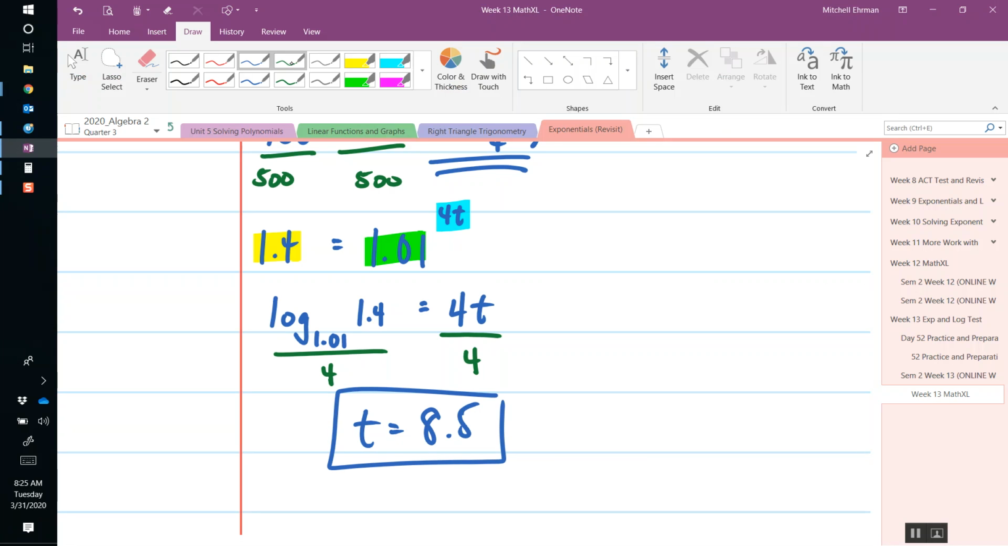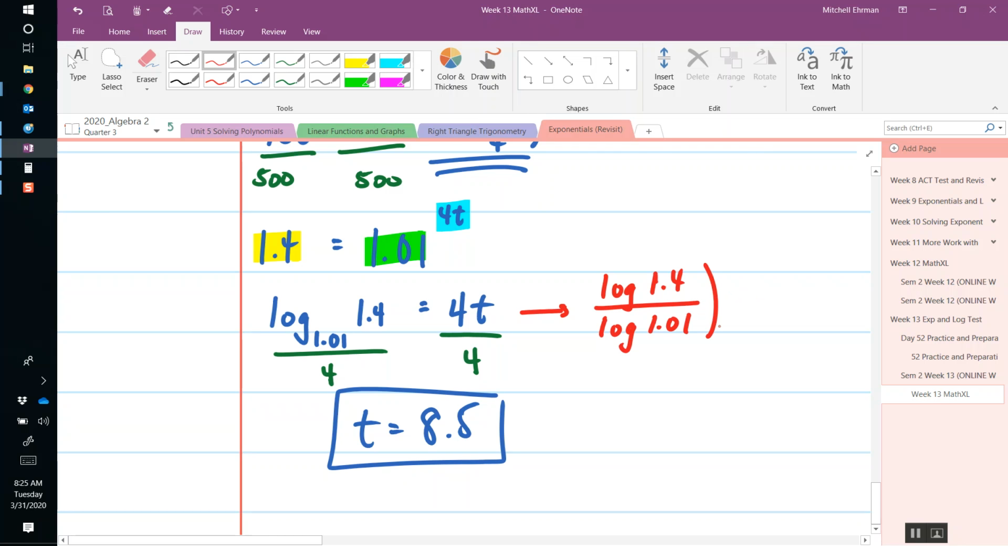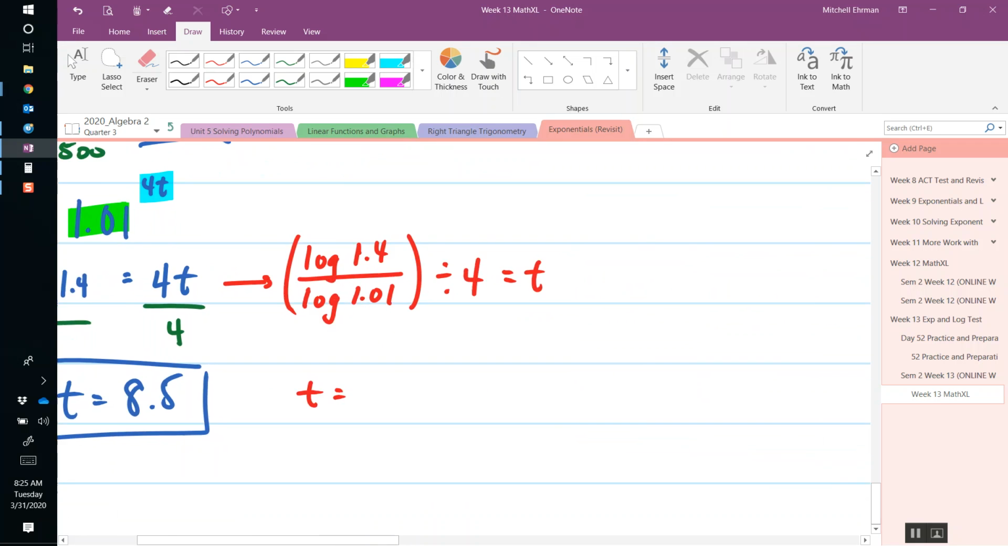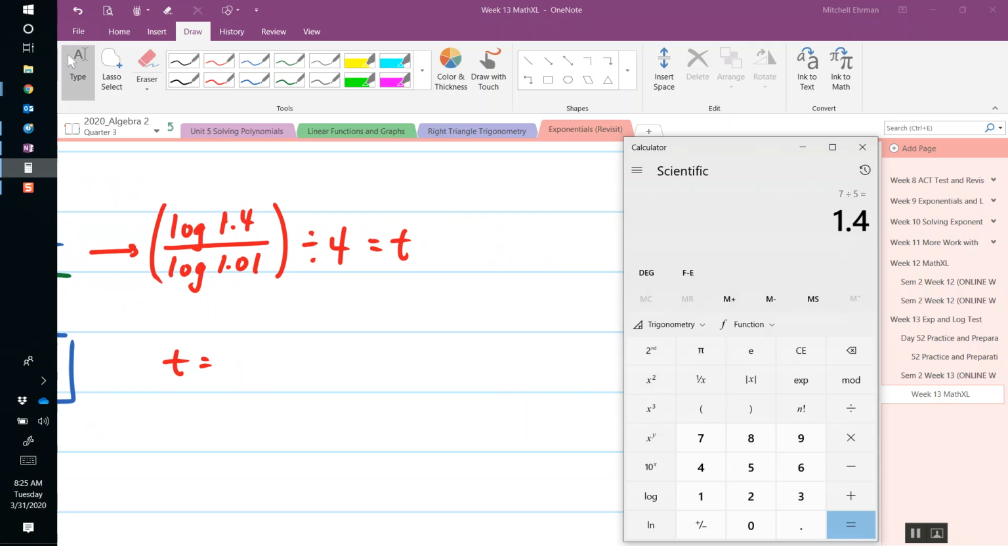But even if we didn't have a fancy calculator like the one I showed on my screen, we can still do this using basic calculators. Log of 1.4 divided by log of 1.01 is what we would evaluate in a simple calculator. And we'll take this answer and divide that by 4, and that too will tell us what t is equal to. So even if we use a simple calculator, let's go ahead and try this out here.